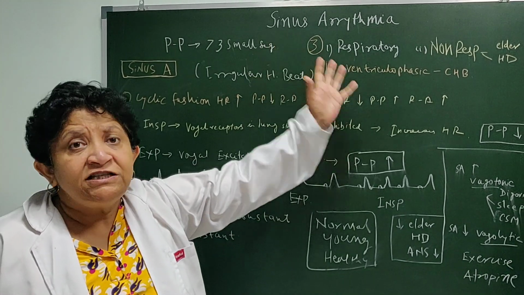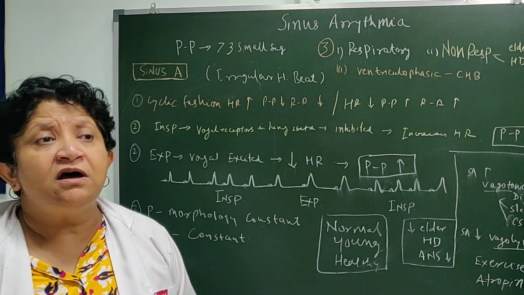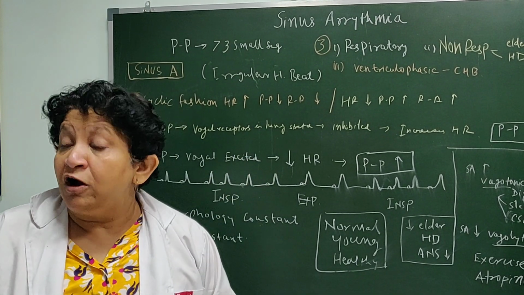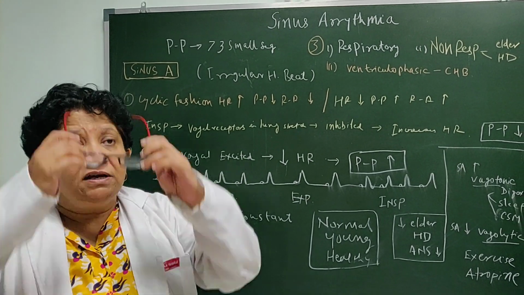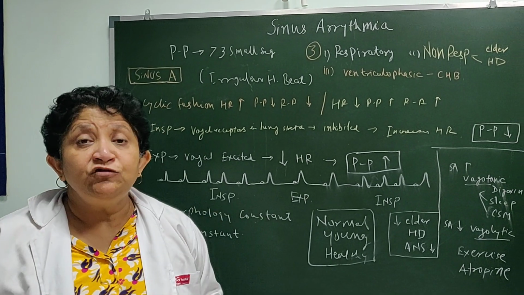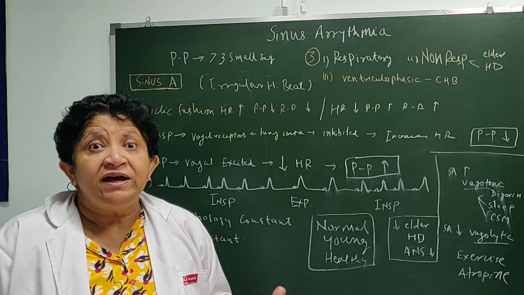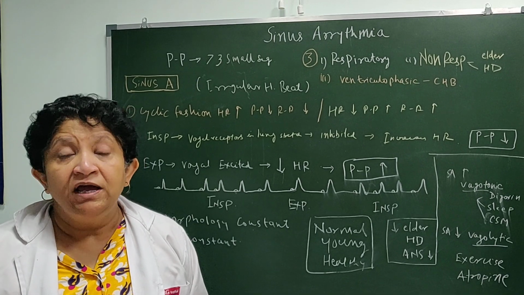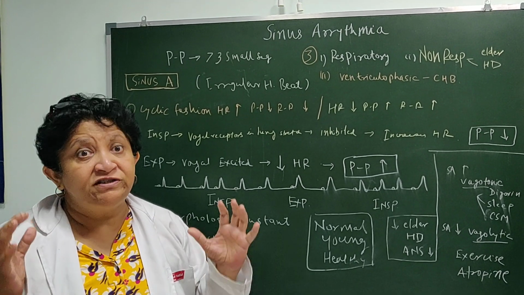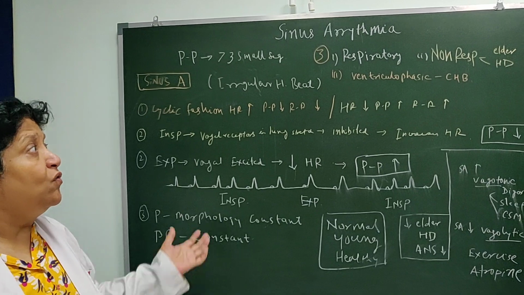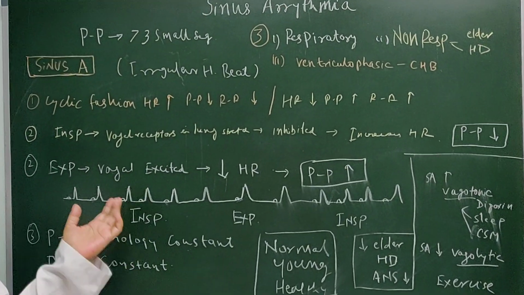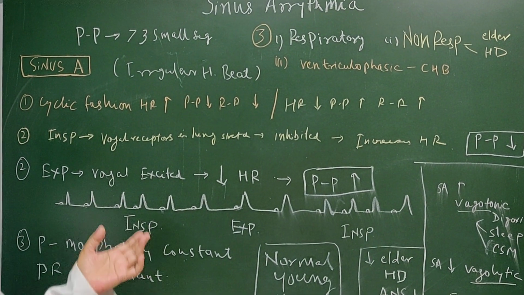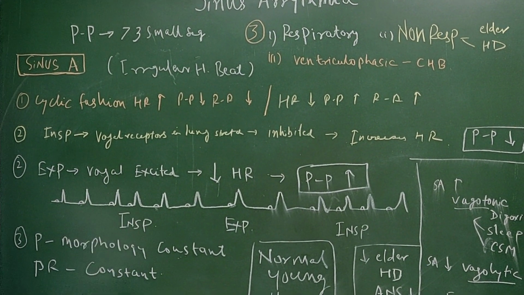Now we come to respiratory sinus arrhythmia, which is the commonest type of sinus arrhythmia, and it is physiological. So it is not pathological. In fact, it is believed to be very good. It projects a healthy heart, a healthy autonomic nervous system of the body, and a healthy vagal nervous system which is supplying the heart.